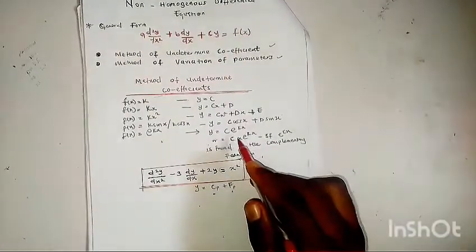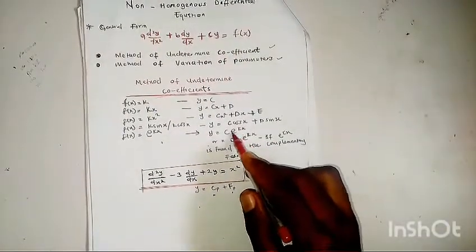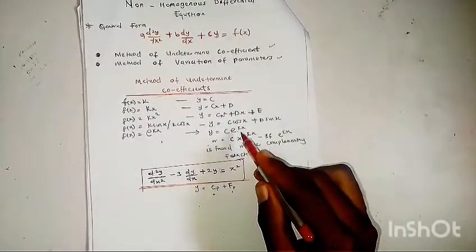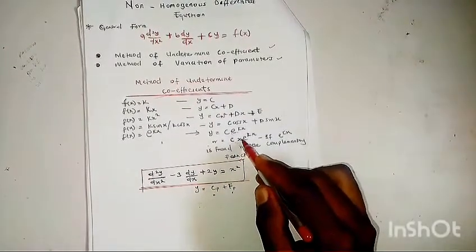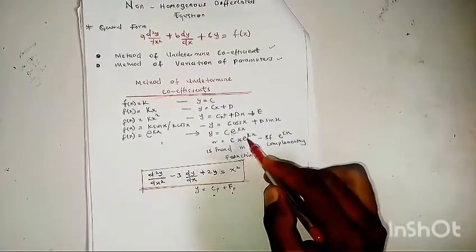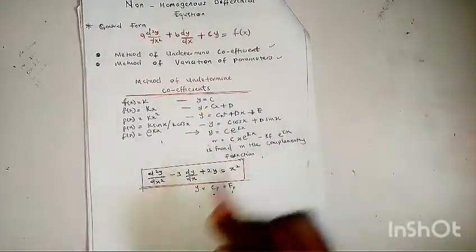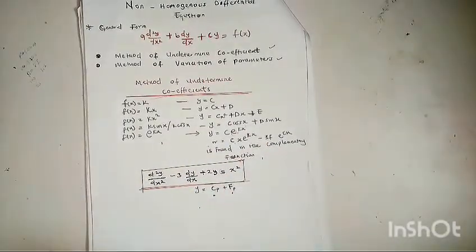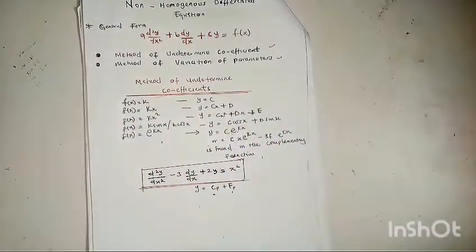So basically, if e to the kx is found in the complementary function, we take the general form of this exponential to be cx e to the kx, if and only if e to the kx is found in the complementary function. So these are just what you need to know about solving by undetermined coefficients.